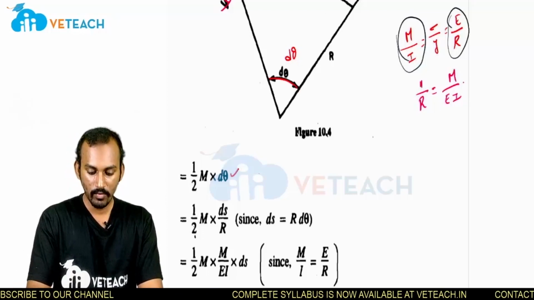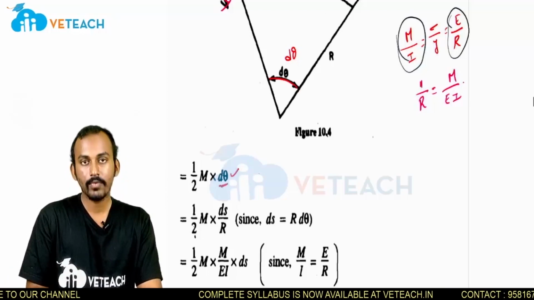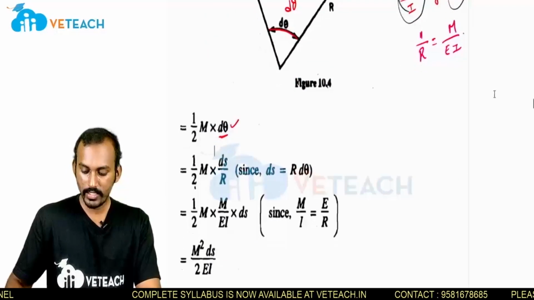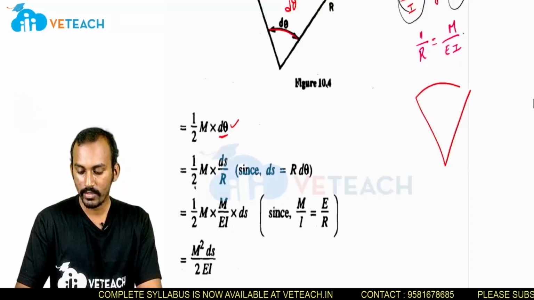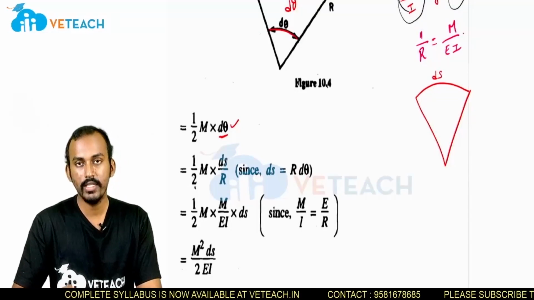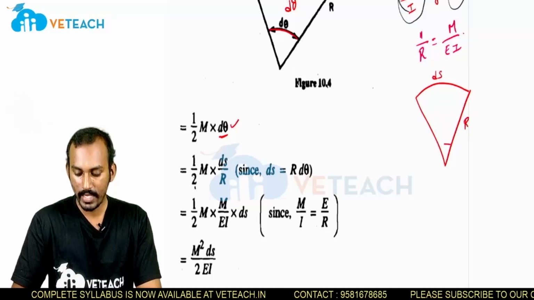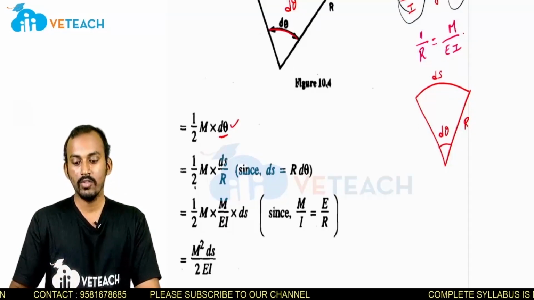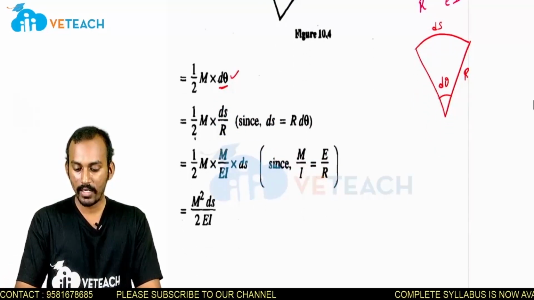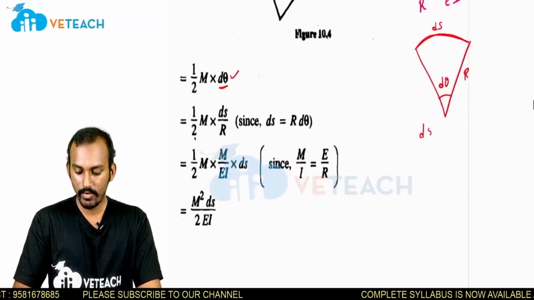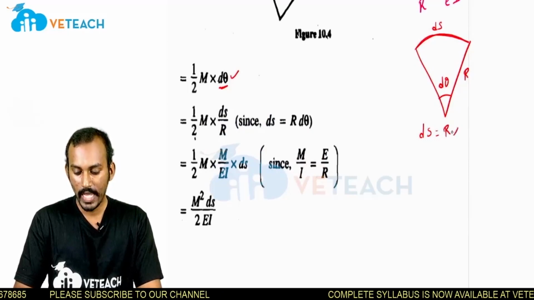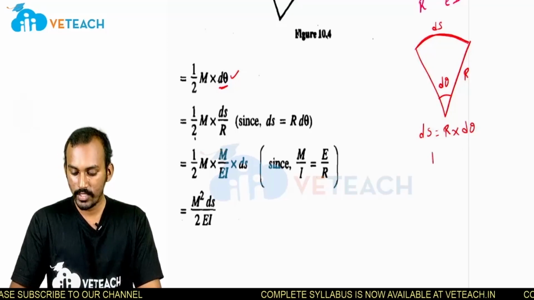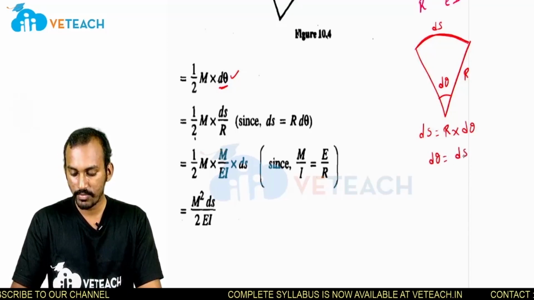But before that, one more step. What is this d theta? Let's say this is the arc. This curved length after the deformation has length ds and the radius is R. This angle is d theta. We know the formula to calculate the arc length: the arc length ds is given by radius into angle d theta. So from this, d theta is equal to ds by R.